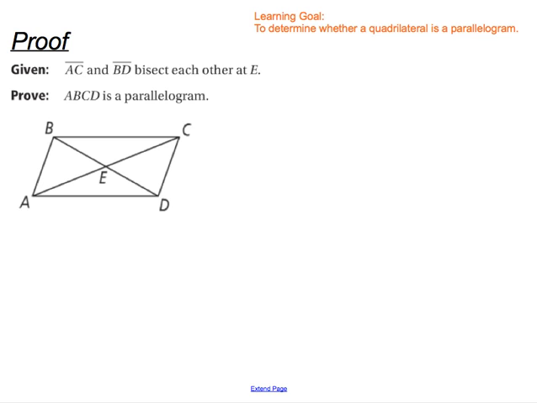So let's prove this. If segment AC and segment BD bisect each other at E, what that tells us is that this length is the same as this length, and that AE is the same length as EC. One of the things that we can do is separate these triangles in order to get a closer look at them. We should take note of the vertical angles that we have here, and we have another set of vertical angles here.